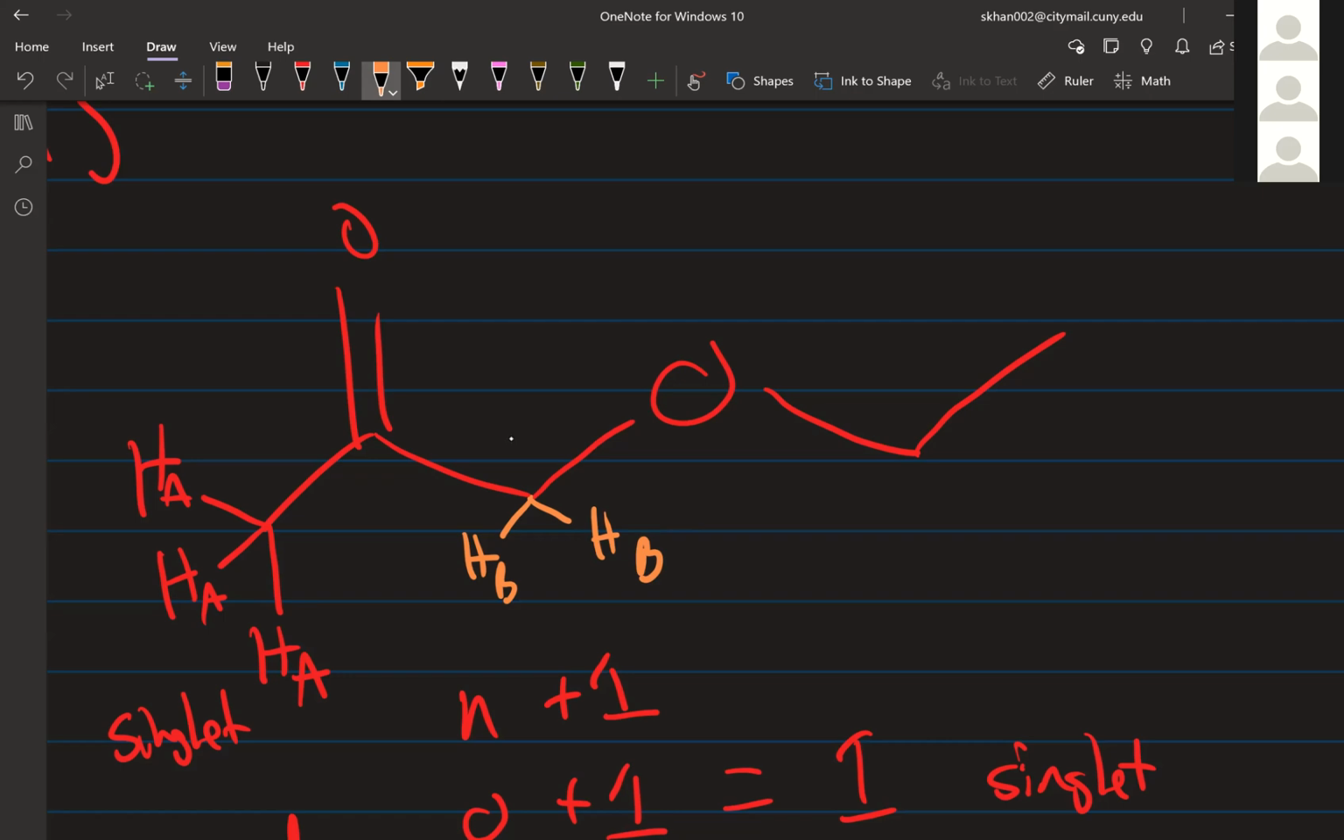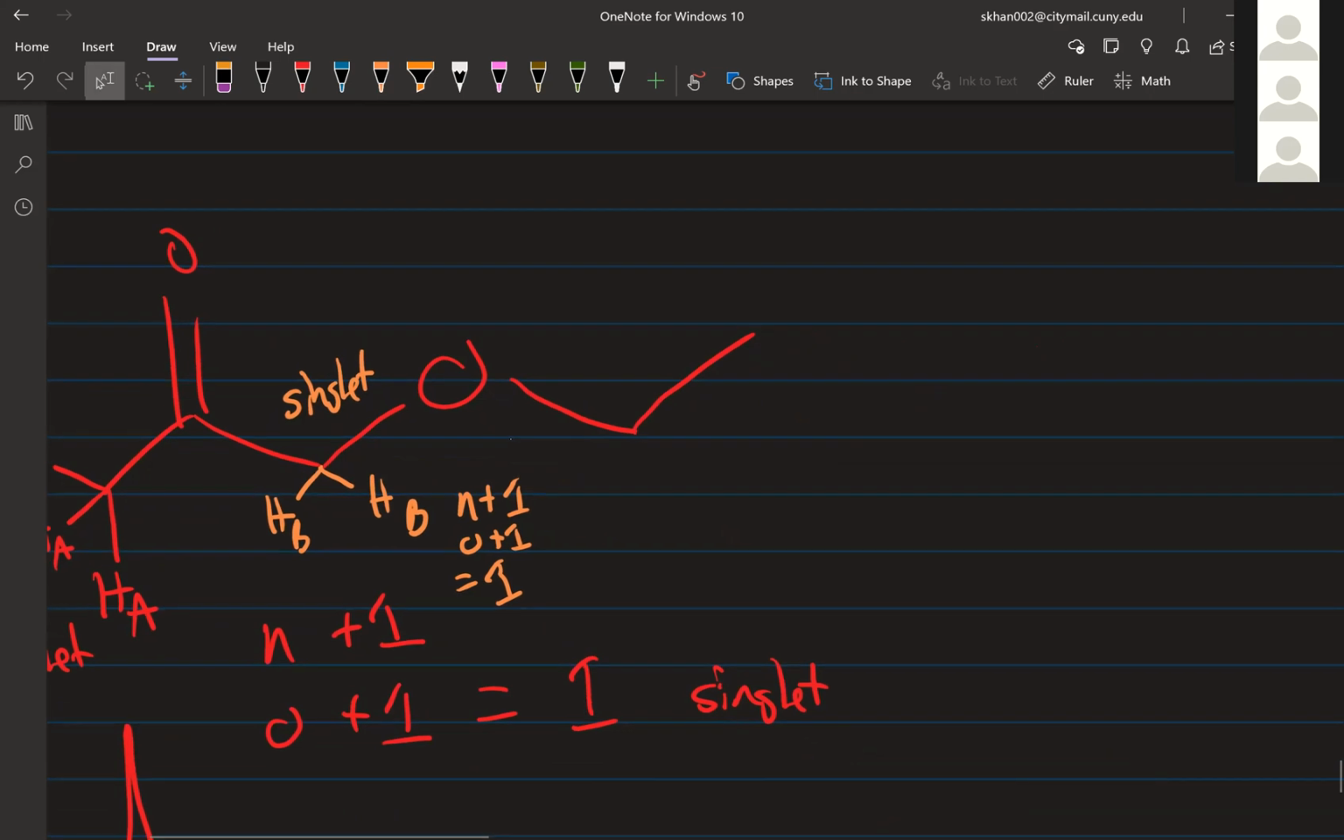So do these have any neighbors? No, right? There's carbon here and there's the oxygen here. To each other, they're equivalent. So n+1, 0 + 1 here equals 1. So what kind of peak do we expect? Another singlet. All right. Now here we have another CH2 group here. Homotopic and enantiotopic, diastereotopic. Enantiotopic again, so they are equivalent to each other.